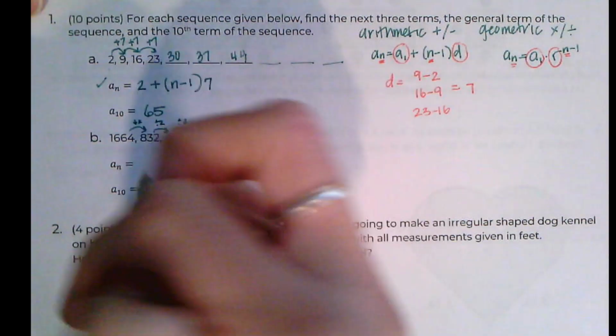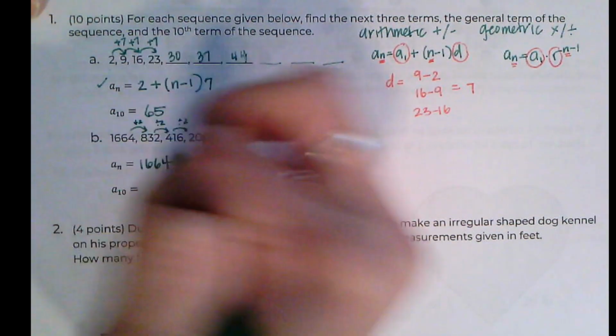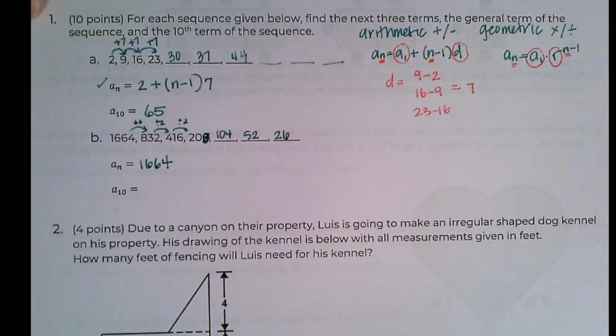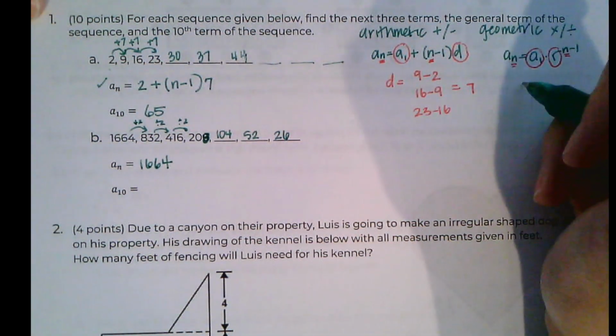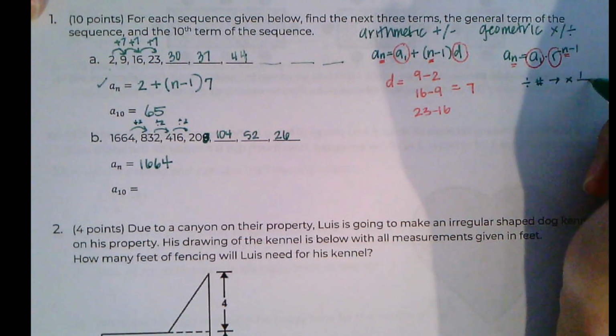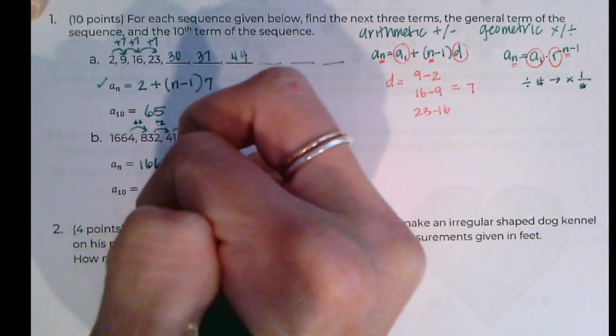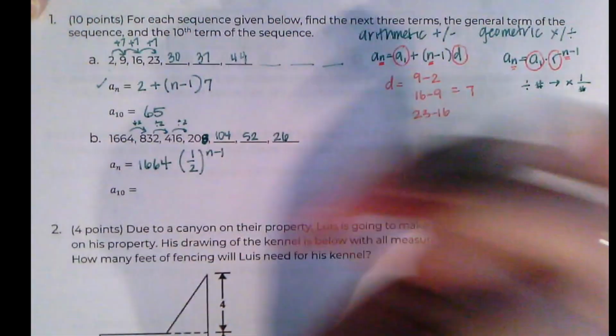So this is one where I've seen a lot of mistakes. Our A1, that's 1664. Students have trouble with the dividing by 2 because our r is our common ratio. It's what we multiplied by. So dividing by a number is the same thing as multiplying by 1 over that number, by multiplying by its reciprocal. So our r here is 1/2, to the n minus 1.